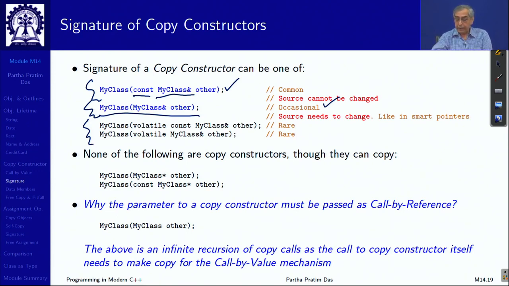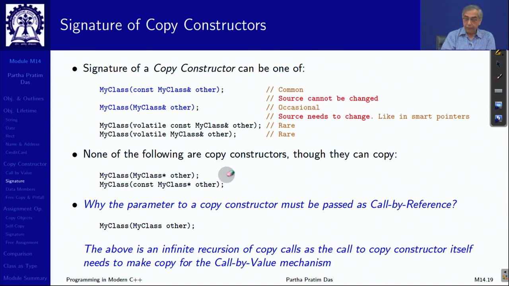It may also be noted that if you pass a pointer, like if you try to do a call by address for the copy constructor, you will still be able to make a copy, but that is not a copy constructor. That is, if you provide this, the compiler will not use it in the context of call by value or call by reference. So, do not consider that. These are obviously some overloaded constructors, but they are not copy constructors.